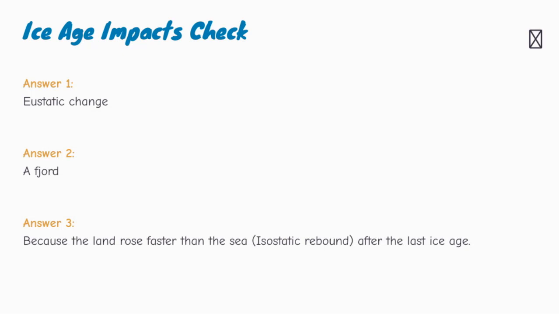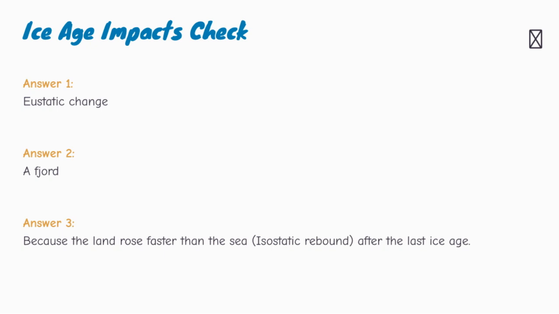Let's go through the answers. For question 1, the answer is eustatic change. This is a global change in sea level caused by a change in the volume of water in the oceans, such as melting land ice. For question 2, the answer is a fjord. A fjord is a drowned glacial valley. It is usually deep, steep-sided and U-shaped. For question 3, raised beaches are found above current sea levels because the land rose faster than the sea after the last ice age.